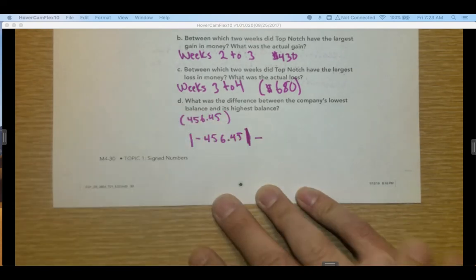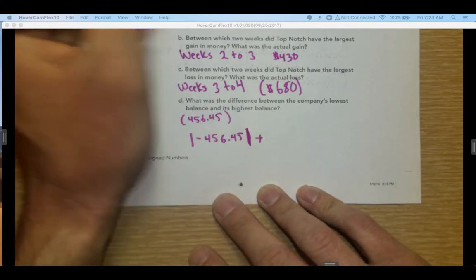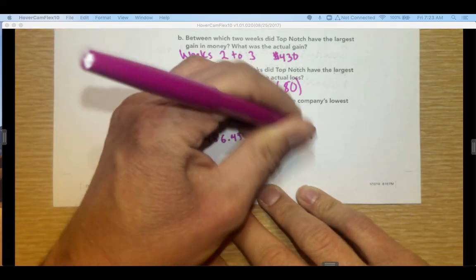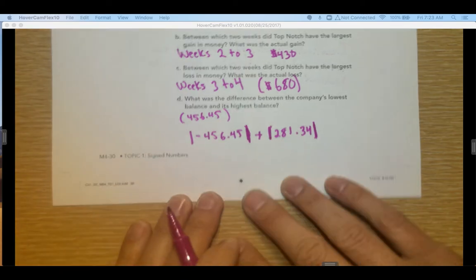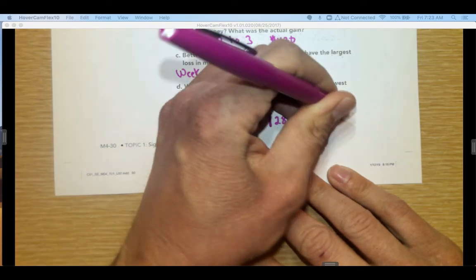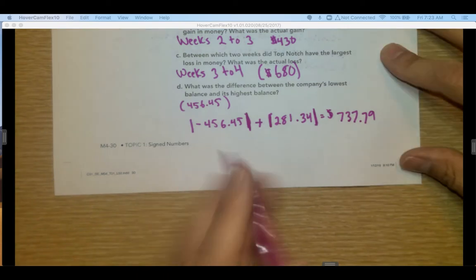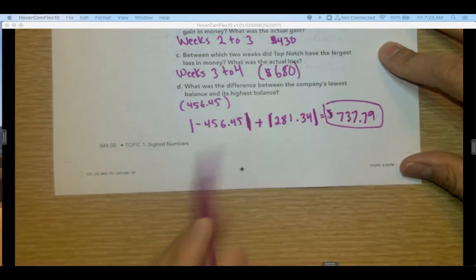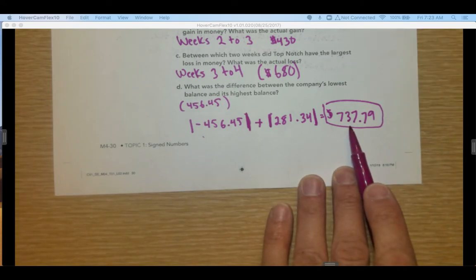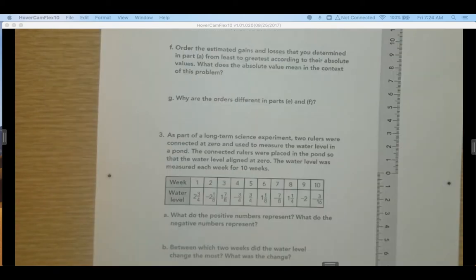I would add it to the biggest balance of 281 and 34 cents. And then my total value there would have been $737.79. That was the difference from that week, from the lowest to the highest. There is that much of a difference between the balances there. Okay.